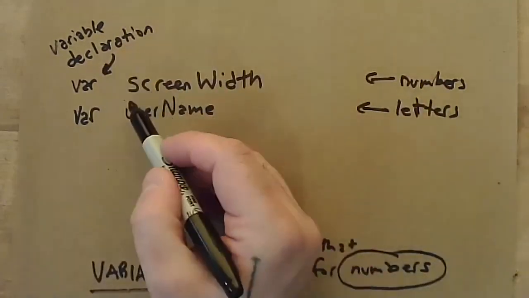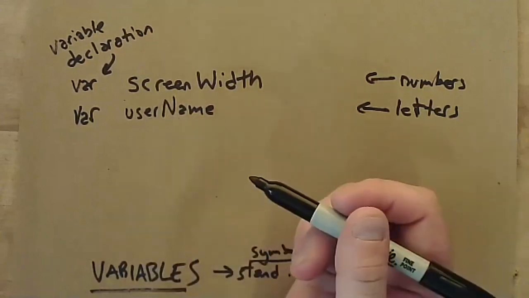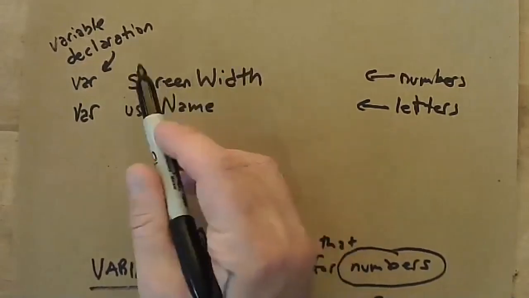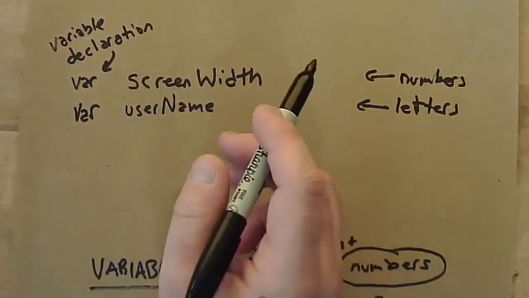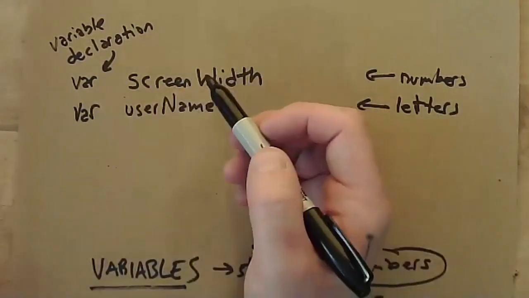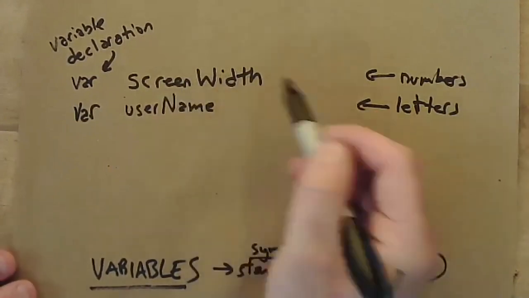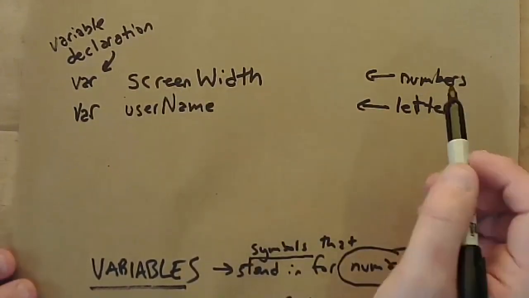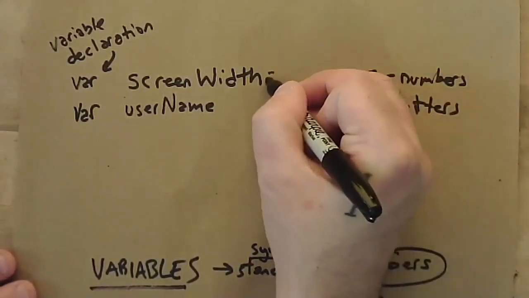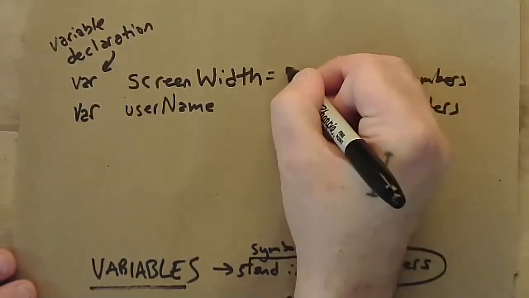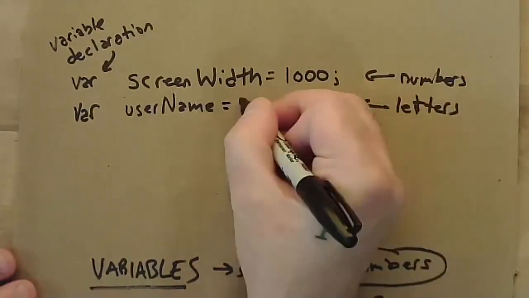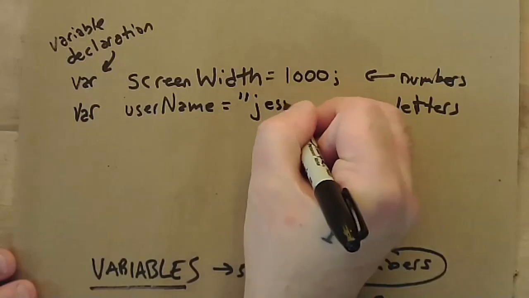When we are declaring the existence of a variable, we have to first tell the system, hey, I'm gonna use this as a stand-in for some sort of information. We have to create it before we can use it. Now I want to put some data in so that these data types can make sense. So screen width equals 1000, and username equals Jesse.